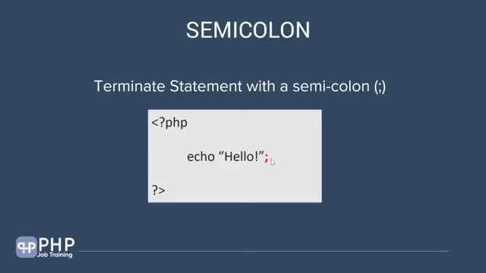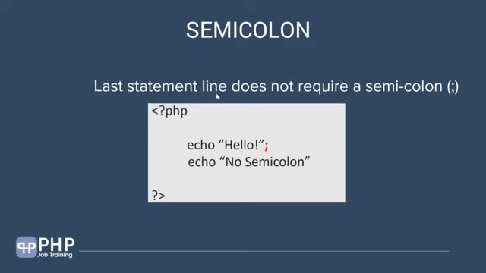Next is the semicolon. Terminate statements with a semicolon, don't forget that. Sometimes they remove it, because if it's the last line then they might remove it, but for every statement you need to have a semicolon. And also remember, the last statement line does not require a semicolon. This code will compile perfectly even though the semicolon is not there, so don't get confused when you see this kind of code wherein the last line doesn't have a semicolon. It's okay to leave out the semicolon here.